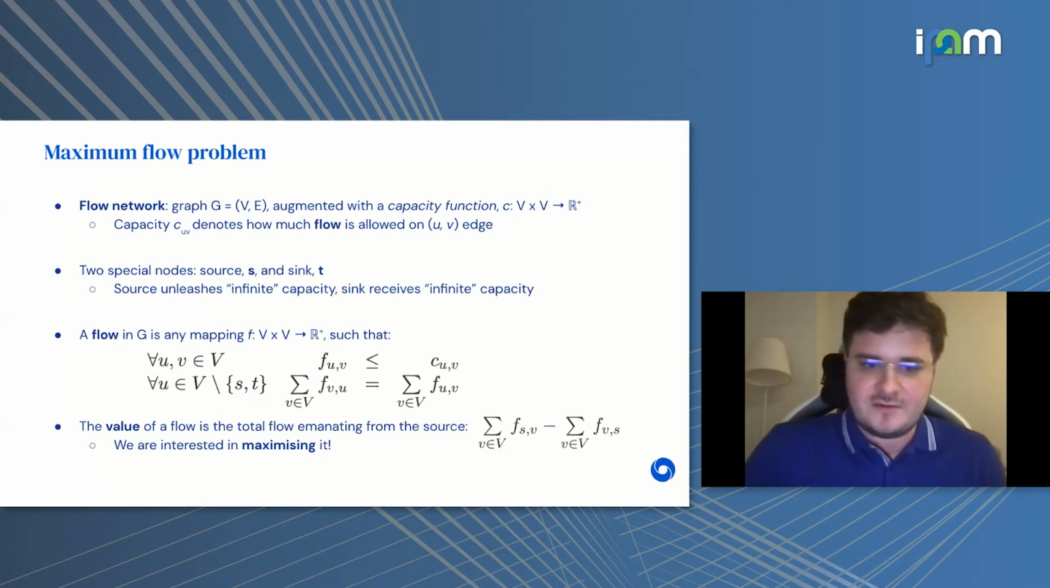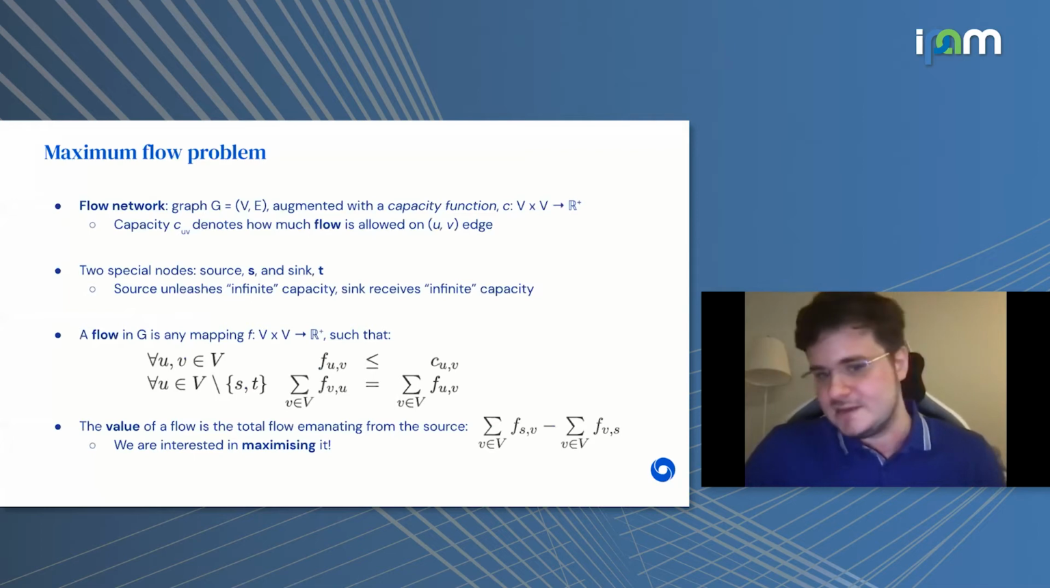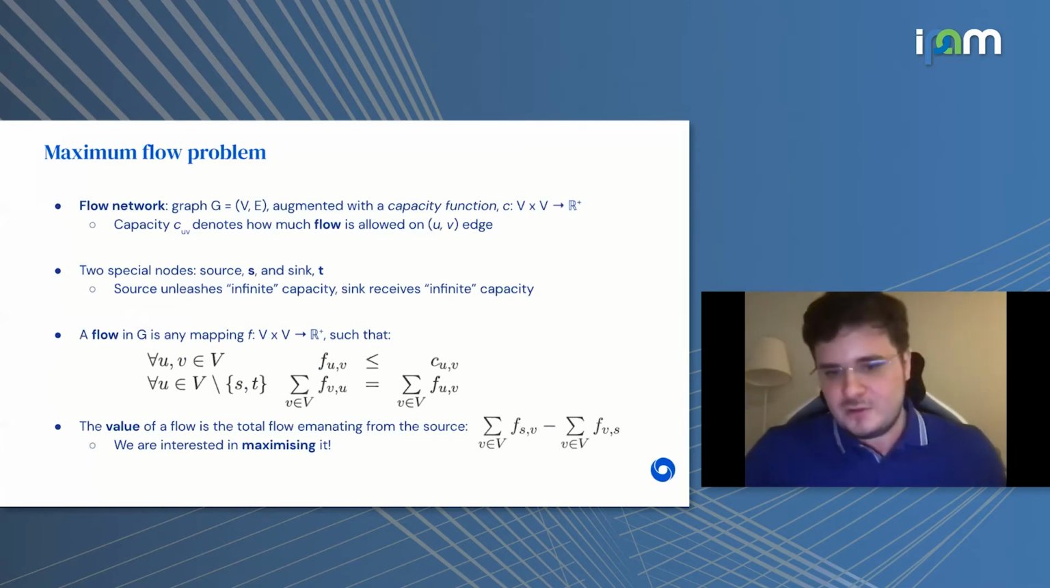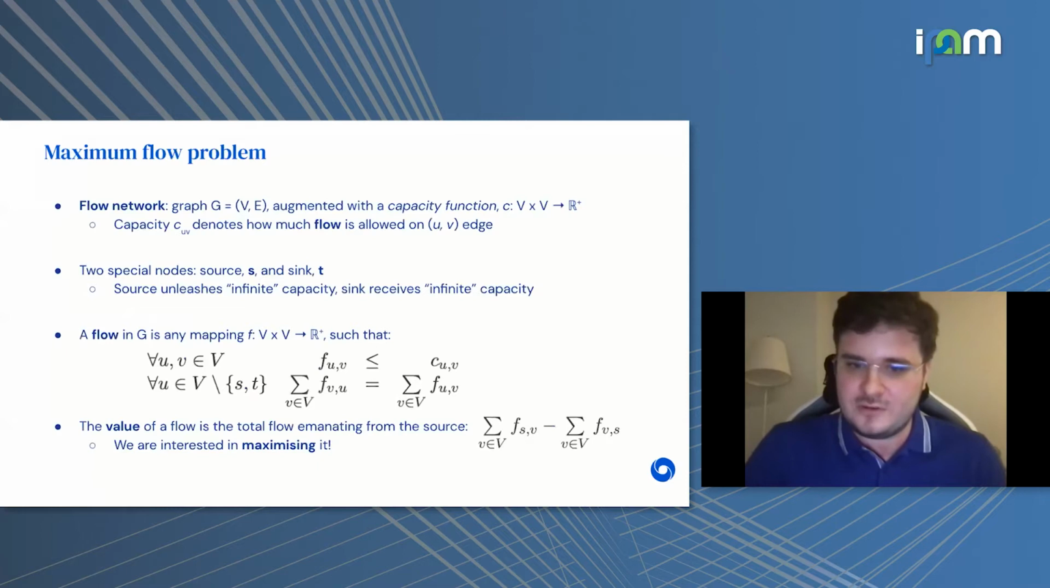And you can define a flow as any mapping from pairs of vertices to positive reals such that it satisfies a few constraints. Namely, on any pair of vertices, you cannot unleash more flow than there is capacity. And for every vertex which isn't one of these two special vertices, all the flow that comes in must equal all the flow that comes out. So flow is conserved along the flow network.